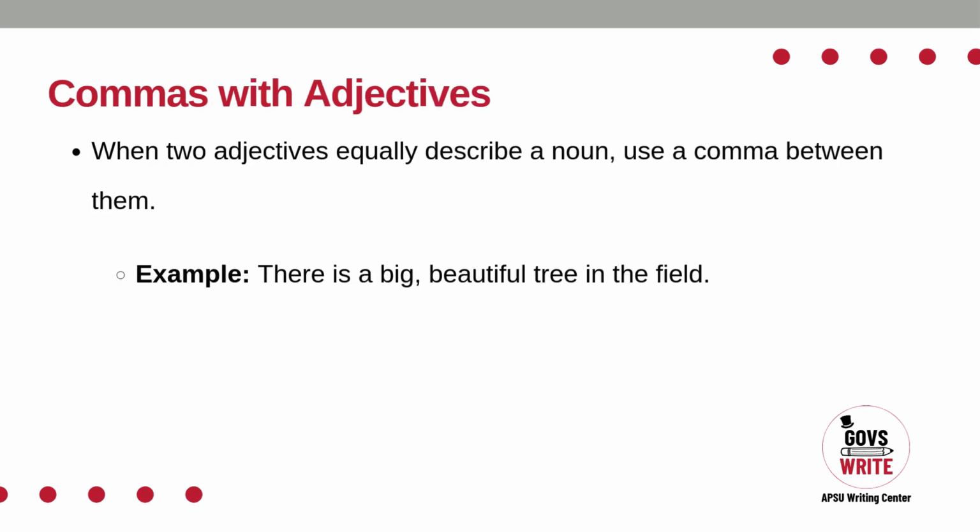Commas with adjectives. When 2 adjectives equally describe a noun, use a comma between them. For example, there is a big, beautiful tree in the field.